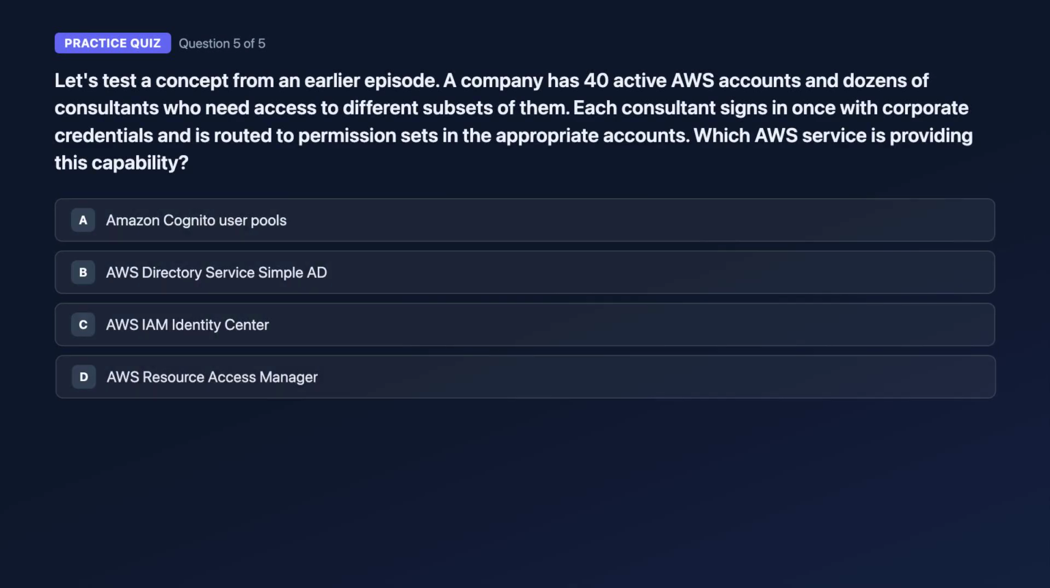Last one, and this one tests a concept from an earlier episode. A company has 40 active Amazon Web Services accounts and dozens of consultants who need access to different subsets of them. Each consultant signs in once with corporate credentials and is routed to permission sets in the appropriate accounts. Which Amazon Web Services service is providing this capability? A. Amazon Cognito User Pools. B. Amazon Web Services Directory Service Simple AD. C. Amazon Web Services IAM Identity Center. Or D. Amazon Web Services Resource Access Manager. Think about which service was built for workforce single sign-on.